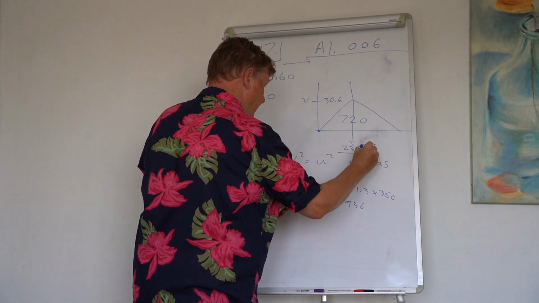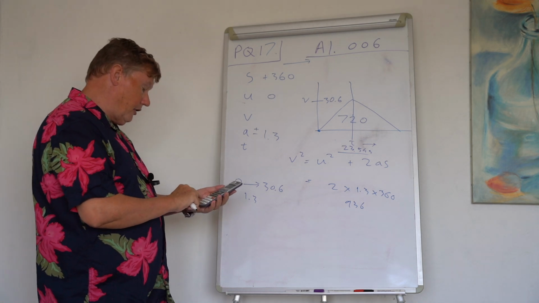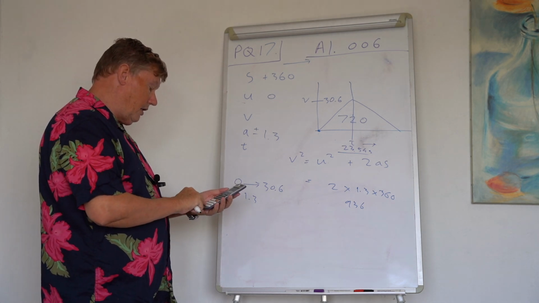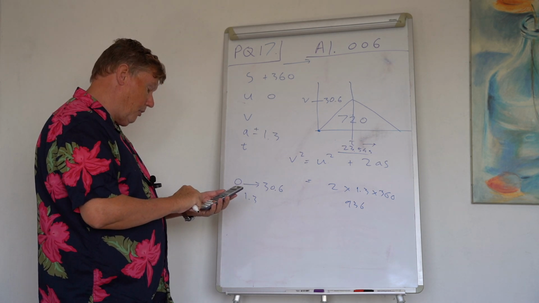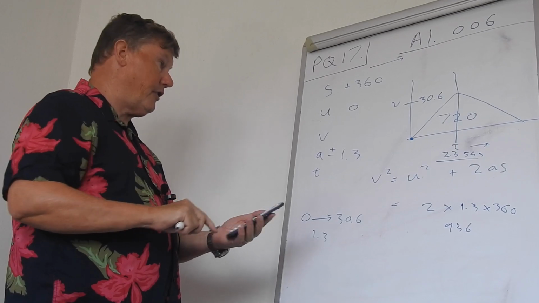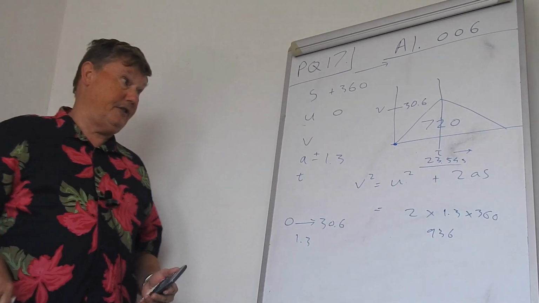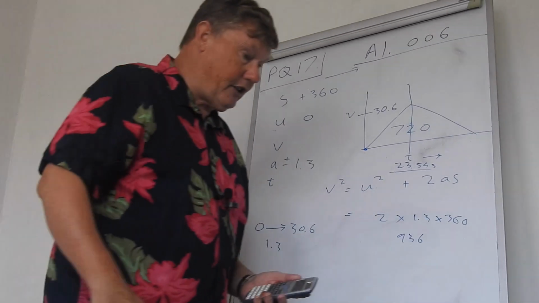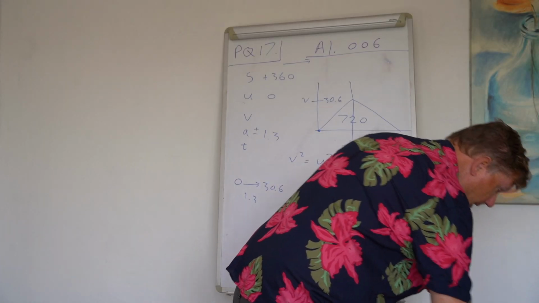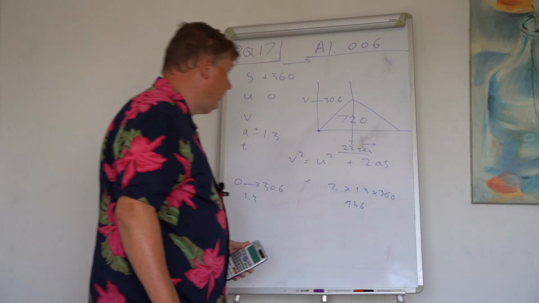23.54 seconds. And again, I can double check everything. If I do 23.54 times a half times 30.6, it should come back to 360 metres, and it does. So the second part of the question is the minimum time of travel between the stations.